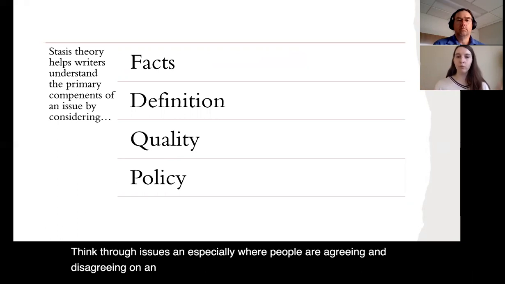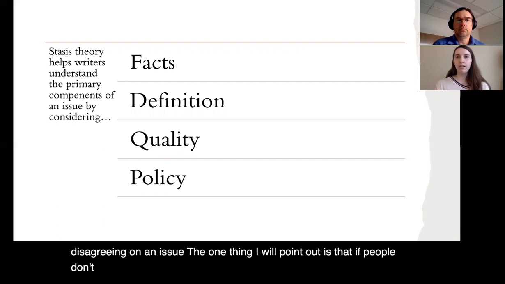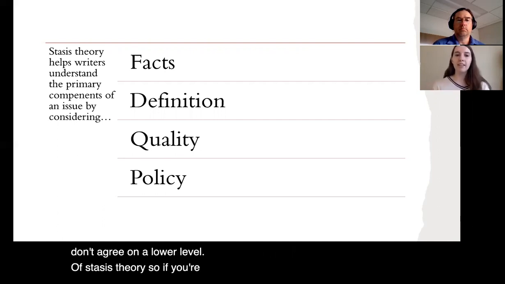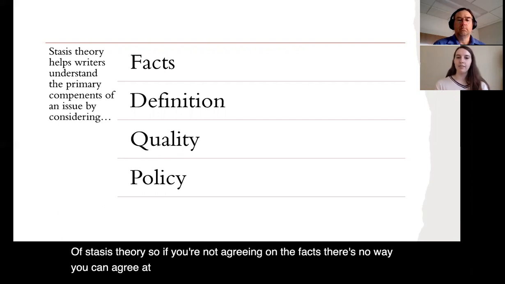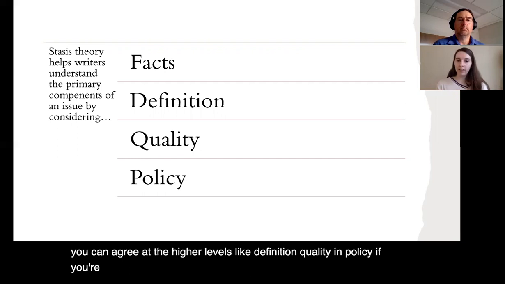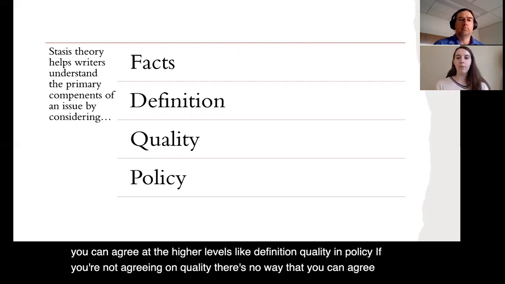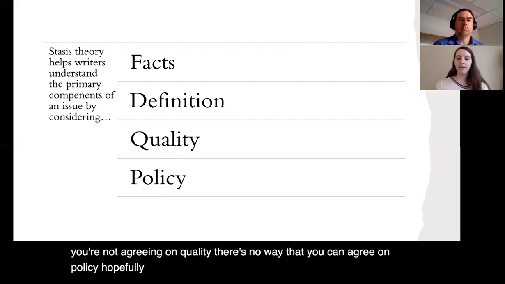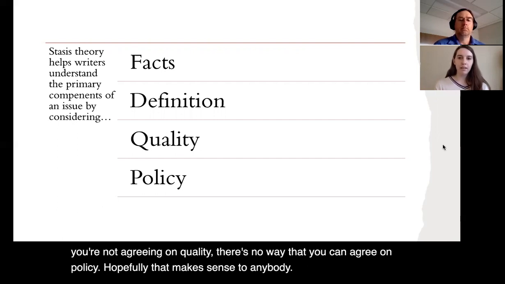The one thing I will point out is that if people don't agree on a lower level of stasis theory, so if you're not agreeing on the facts, there's no way you can agree at the higher levels like definition, quality, and policy. If you're not agreeing on quality, there's no way that you can agree on policy. Hopefully that makes sense to anybody. Okay.